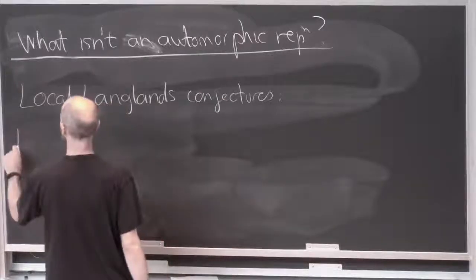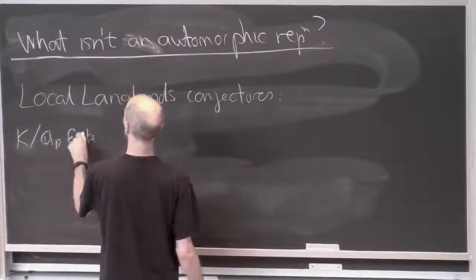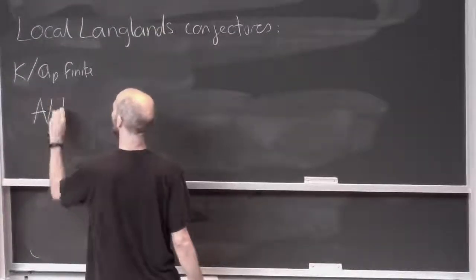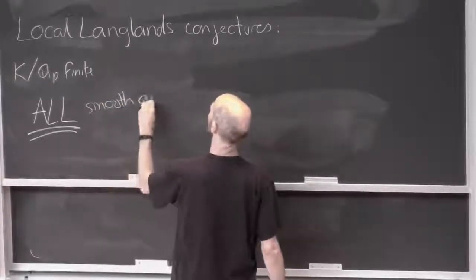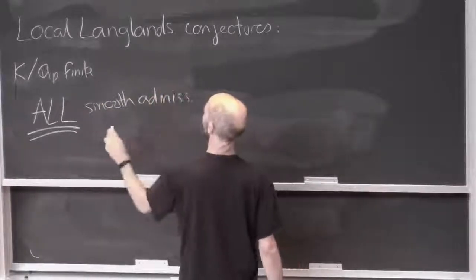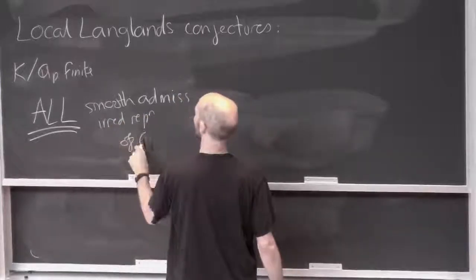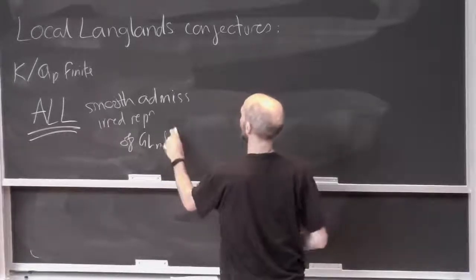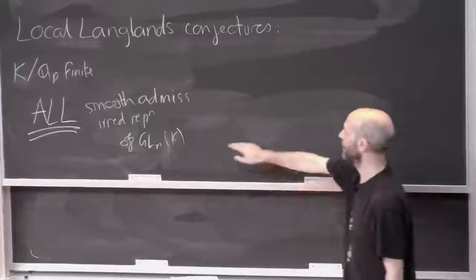What are these? Now I have K a finite extension of Q_p. I take all smooth, admissible, irreducible representations of GL_n of K. Of GL_n of K, right? I take them all. I set up some theory of representations of this group.